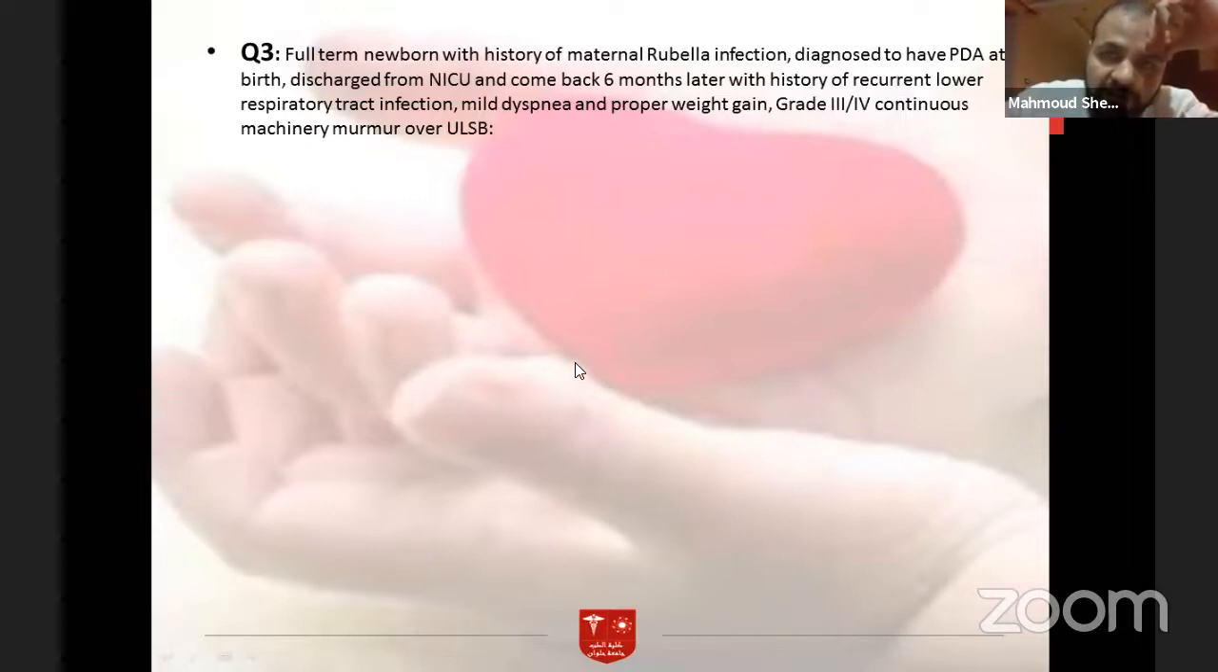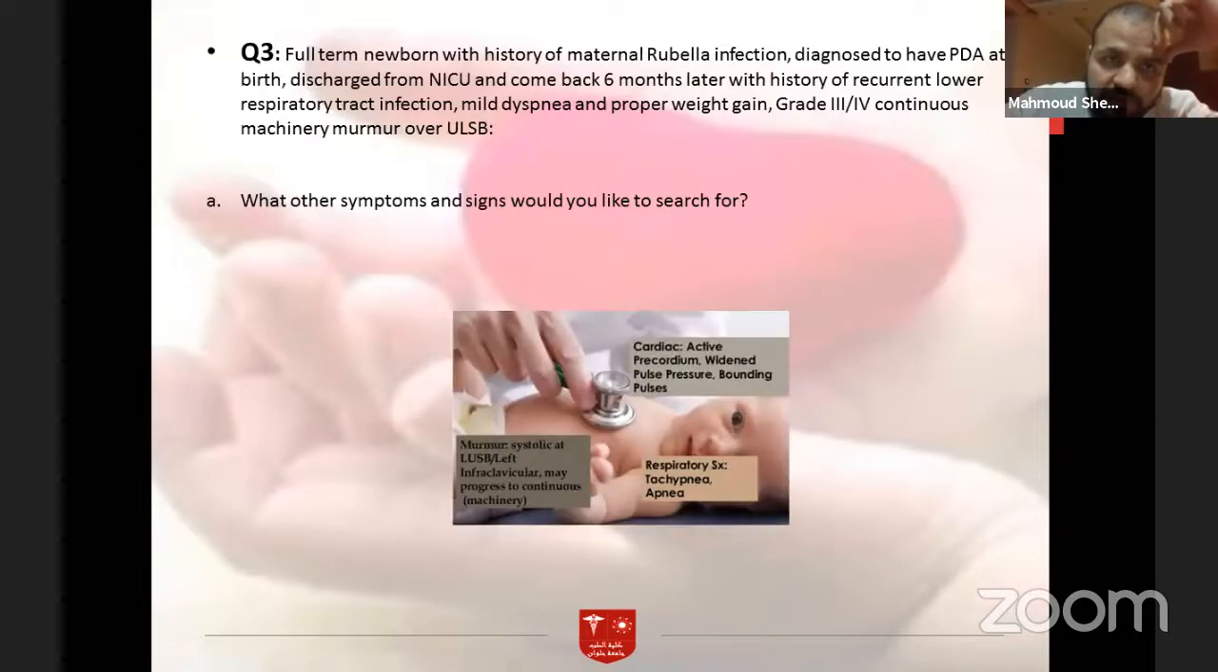And by auscultation, we found a grade 3/4 continuous machinery murmur over the upper left sternal border. Is that enough to diagnose the PDA, or are we to look for other symptoms? So the question here, what other symptoms and signs would you like to search for?